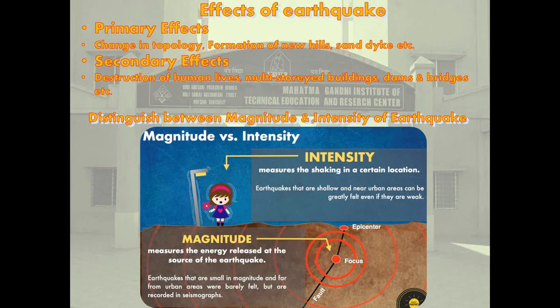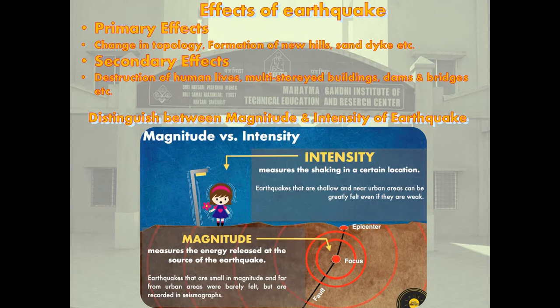Third, this is the effect of earthquakes. Earthquakes are major hazards and can cause catastrophic damage. Their effects can be classified into two categories. The first one is primary effects, and the second is secondary effects. Now, what is a primary effect?